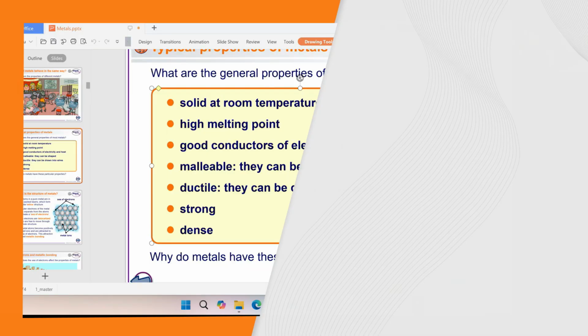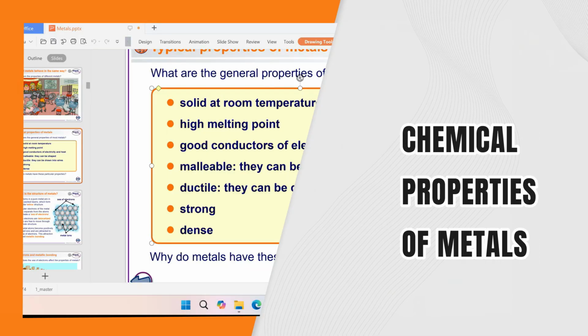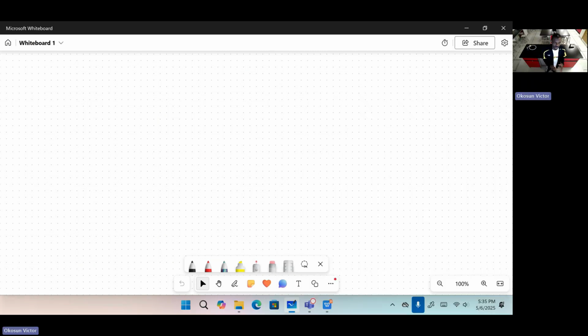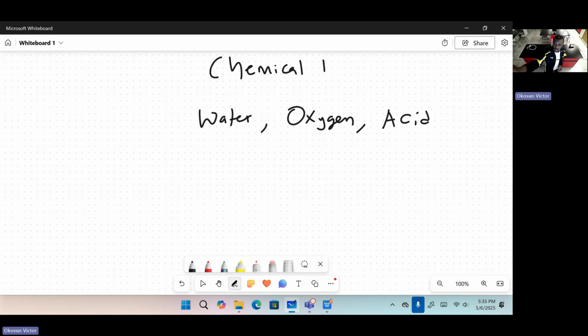Quickly, let us look at this now. Chemical properties of metal. To study the chemical properties of metal, we want to talk about how metal reacts with water, how metal reacts with oxygen, and how metal reacts with acid.